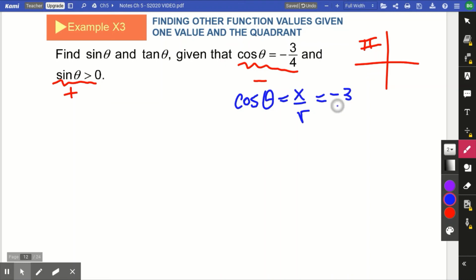But that should make perfect sense to you because we're in the second quadrant. The x number should be negative. If we looked at a point, it'd be negative, comma, positive in that second quadrant, okay? So we want to find sine theta. And so yesterday we would have said sine is y over r. Looks like I need the y value. So let's go back to that formula that we know.